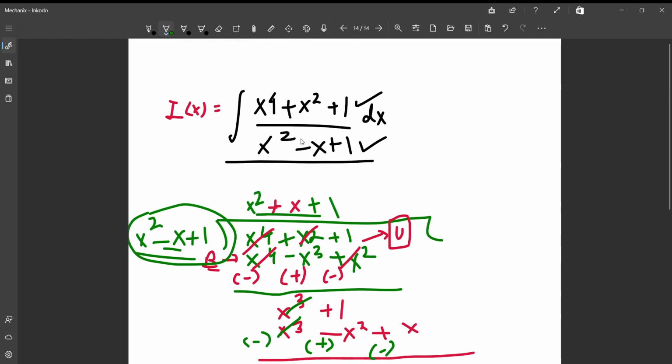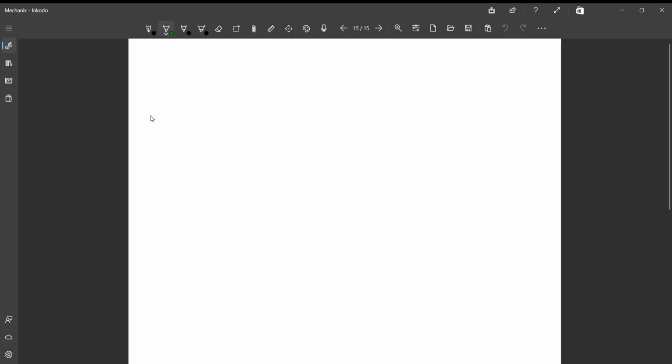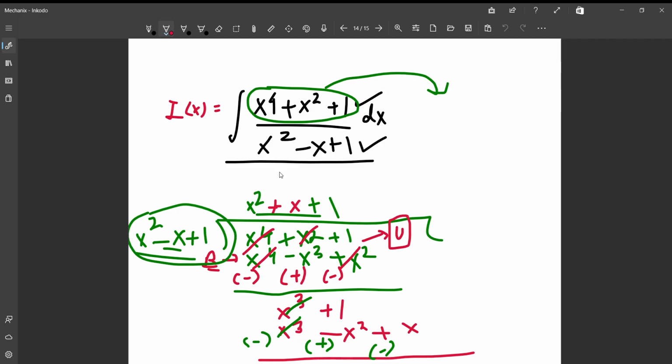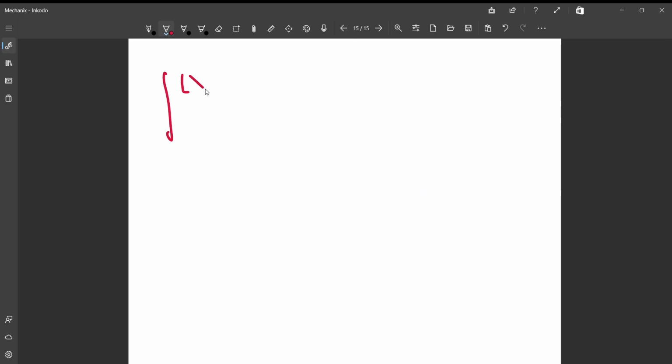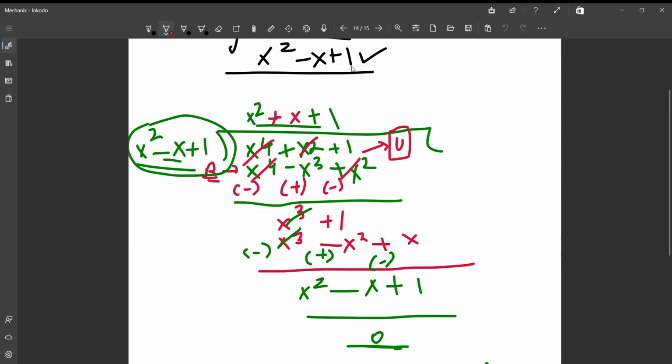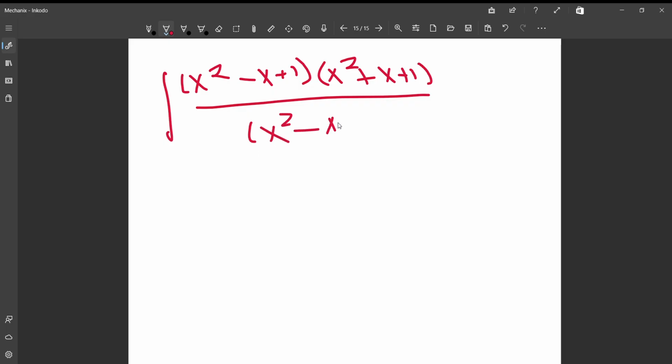Now let us put x power 4 plus x squared plus 1 in the form we've just gotten below. Continuing this problem we get x squared minus x plus 1 into x squared plus x plus 1, whole divided by x squared minus x plus 1. And interestingly enough, these two cancel out each other.